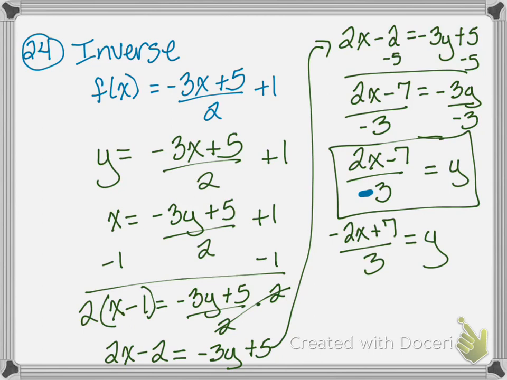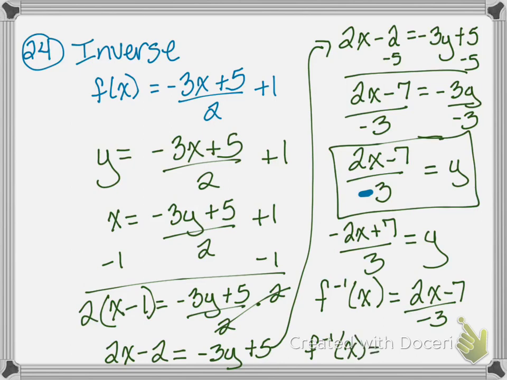But I do want you to realize that both of these things mean the same thing. So our final answer is f inverse of x equals 2x minus 7 over negative 3. But if you have f inverse of x equals negative 2x plus 7 over 3, I want you to realize that's the same thing, okay? So our original function is f of x equals negative 2x plus 5 over 2 plus 1, and our inverse function is 2x minus 7 over negative 3.